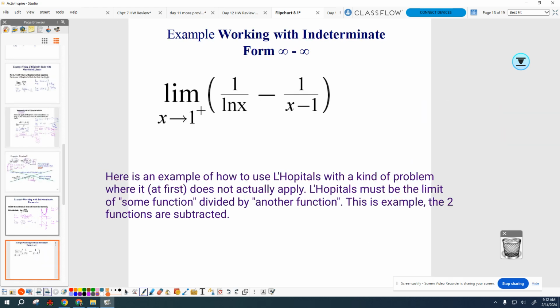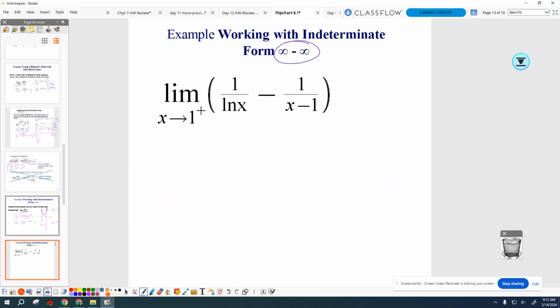Here is another kind of indeterminate form. L'Hopital's works when we have one function divided by another and we get a 0 divided by 0, or infinity divided by some flavor of infinity. So right here I need to put it into a form that L'Hopital's is going to apply. So I need to do common denominator. I get x minus 1 minus natural log of x over natural log of x times x minus 1.